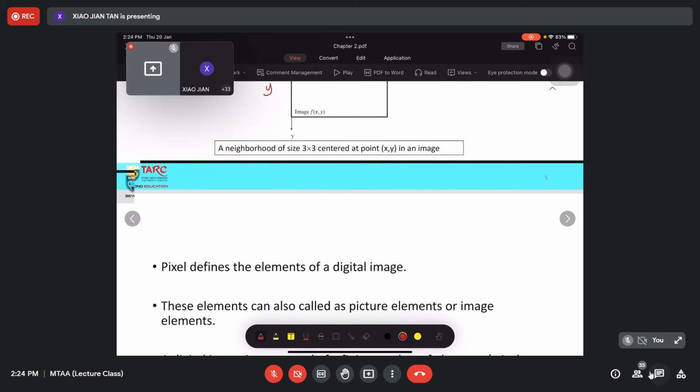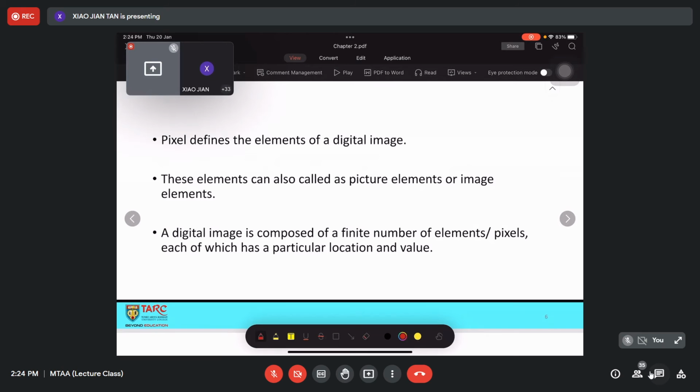So a pixel defines the element of a digital image. This element can also be called a picture element or image element. So a pixel is the smallest particle in one image. You can call it a picture element or image element, but normally we call it a pixel. Bear in mind, these three terms are interchangeable, but the common one would be pixel.